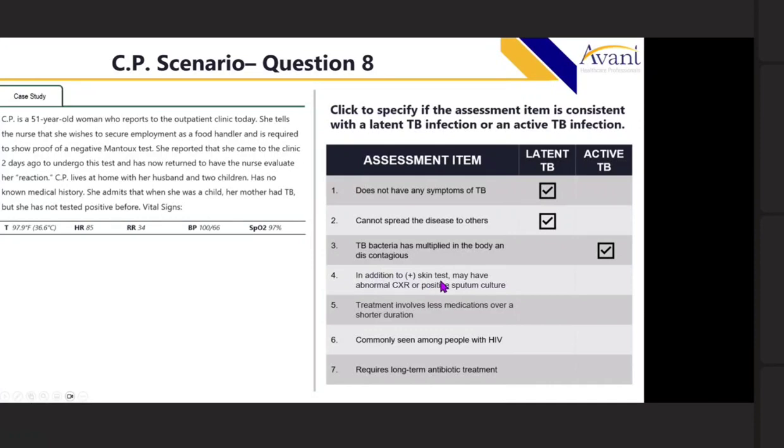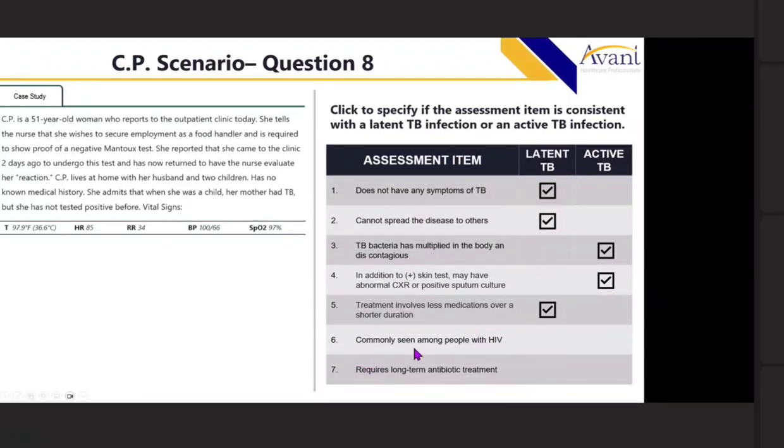In addition to a positive skin test, they may have an abnormal chest x-ray or a positive sputum culture. Okay, that is going to be active TB, right? Because if it is latent, they're not going to spread the bacteria in their sputum. It's not going to be there. If they have treatment, it will be shorter, less medications, and over a shorter duration. That's going to be latent TB.